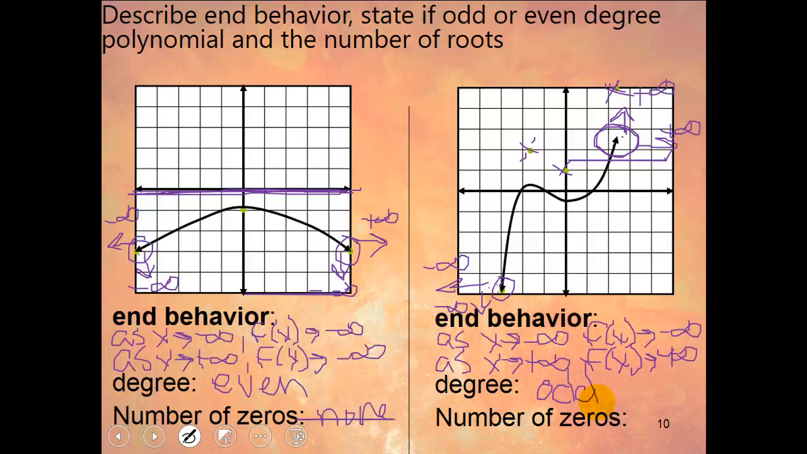And then my number of zeros, count the number of times it crosses the x-axis. 1, 2, 3. 3 zeros. 3 real zeros. Plug in this. This is real. We're talking real zeros. We're not talking about imaginary, okay? So this would be find the number of real roots, okay?